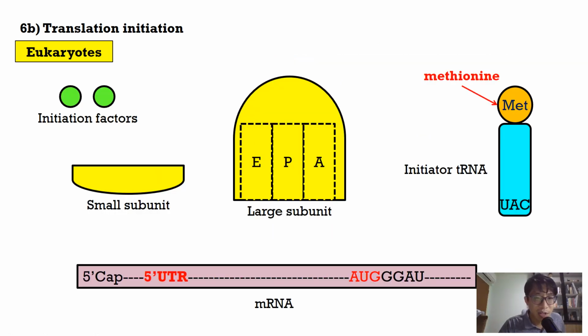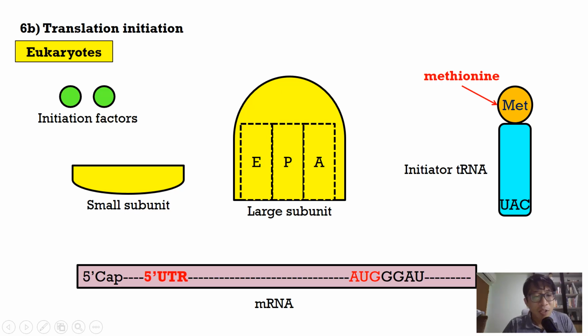For the eukaryote, it is slightly different. There is also the large and small subunit, the 60S large subunit and 40S small subunit. There are proteins known as initiation factors. There's also an initiator tRNA, but it does not carry formylmethionine. It just carries the normal methionine amino acid. And an mRNA, which has a 5' UTR for binding to the small subunit. Of course, post-transcriptional modification has happened, so there's a cap, and there's also the poly-A tail on the other side.